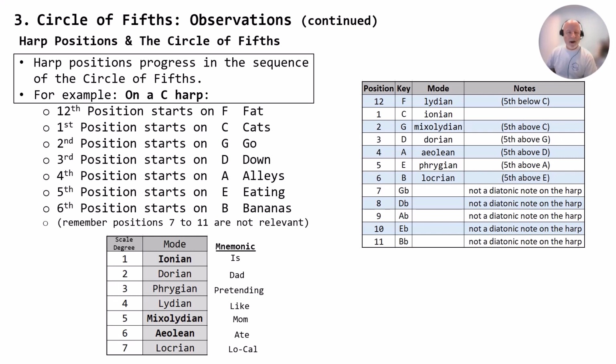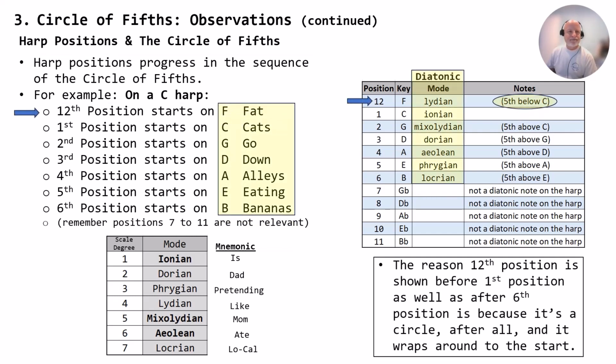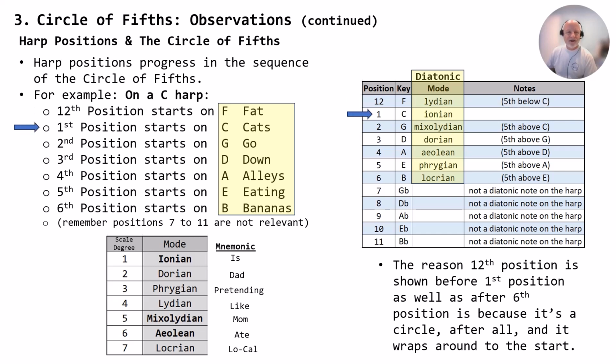So on a C harmonica, it's just the simplest case, right? You can see that on the C harp, the 12th position starts on F, and that's the fat, right? And it's a fifth below C. That's 12th position. First position is C. That's the key that the harmonica would be in, and that's cats, right? Fat cats.